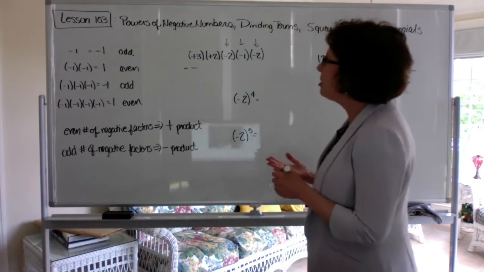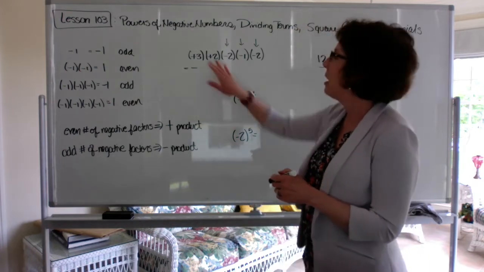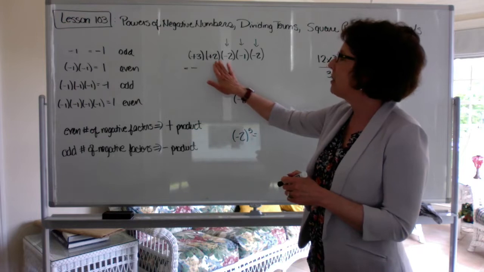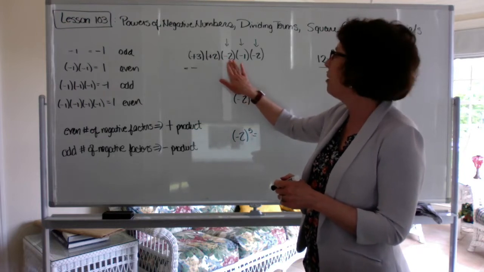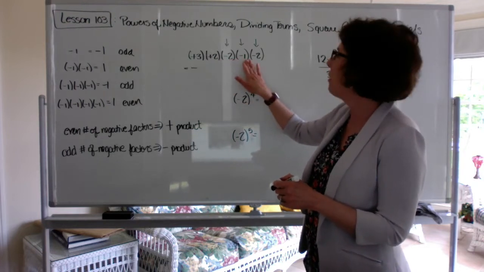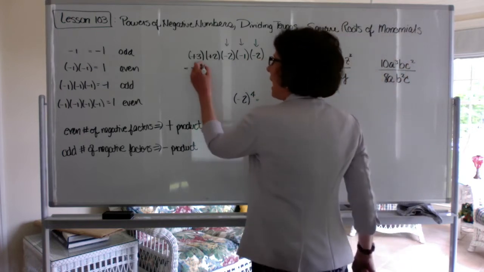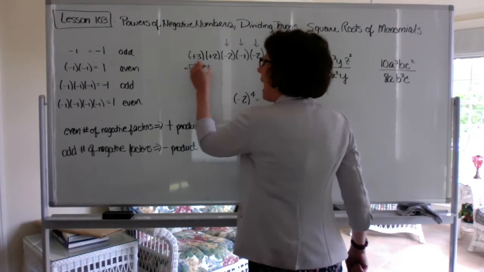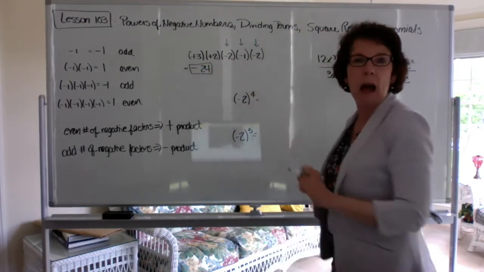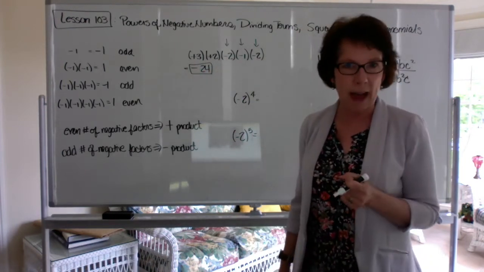So now all I have to do is just look at my numbers themselves. 3 times 2 is 6. 6 times 2 is 12. 12 times 1 is 12, and 12 times 2 is 24. And my answer is negative, because I had 3, or an odd number of negative factors.